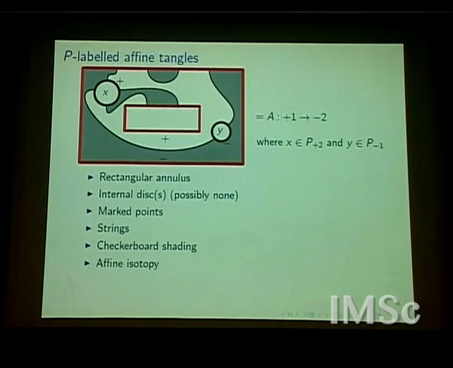And this affine P-labeled, what is the meaning of P-labeled? Now, these internal disks, not the internal rectangle, will be labeled by elements of P. For example, this has 4 points in the boundary and a plus sign here. So, it has color plus 2. So, this will be labeled by an element of P plus 2, and this has color minus 1. So, this will be labeled by an element of P minus 1, and such a picture will be called a P-labeled affine tangle up to affine isotopy, not just one picture.